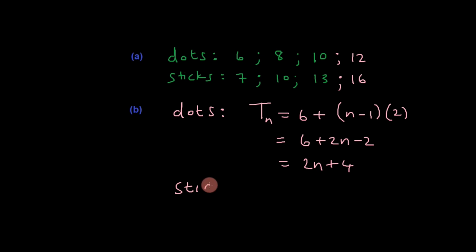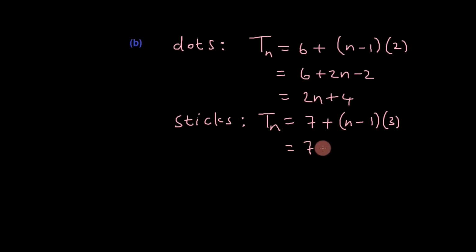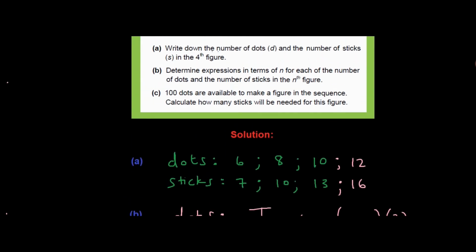Let's look at the sticks. Once again, we have T sub n equals A, which in this case is 7, plus n minus 1 times D, and here D is 3. And simplifying this, we get 7 plus 3n minus 3, which is 3n plus 4. In the last question here, it says 100 dots are available to make a figure in the sequence. So we are given the number of dots. Calculate how many sticks will be needed for this figure.